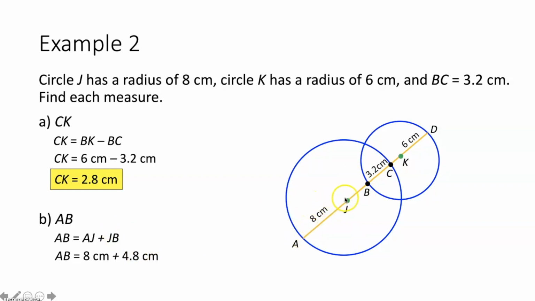Now all I have to do is add the measure of segment AJ plus the measure of segment JB, so 8 centimeters plus 4.8 centimeters. That gives you 12.8 centimeters, and you're done.